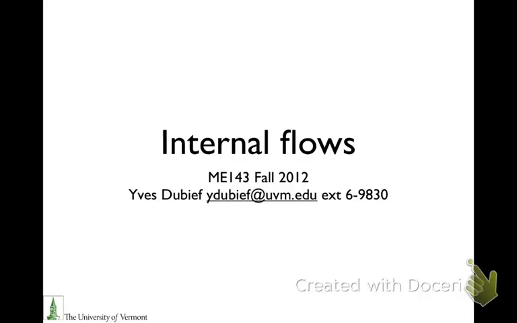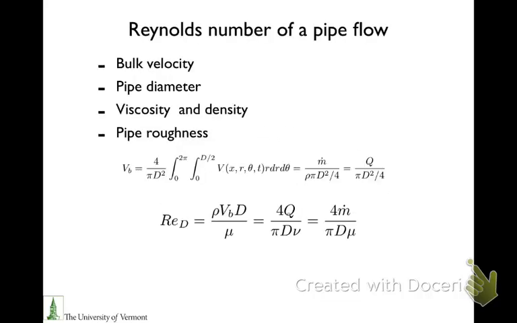This is an aid to chapter 6 of ME143 Introduction to Fluid Mechanics, and this video summarizes the main parameters and equations for internal flows. The very first parameter that you need to calculate or estimate when dealing with an internal flow, and here we are talking about a pipe flow in particular, is the Reynolds number.